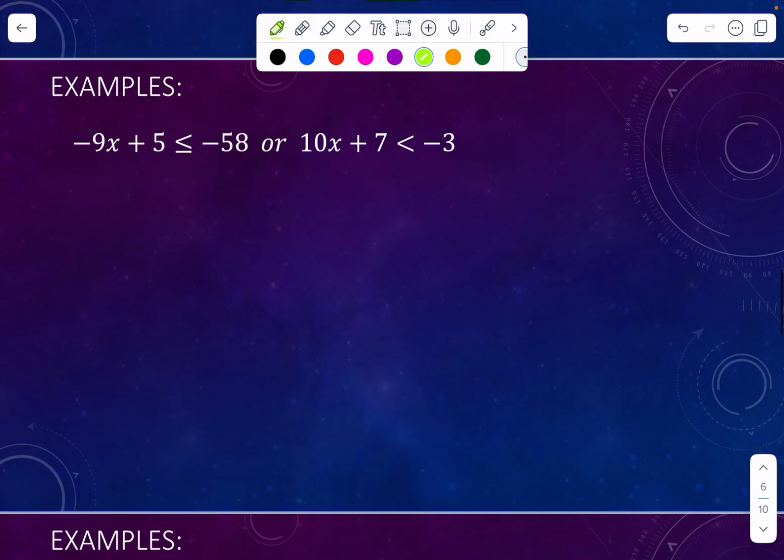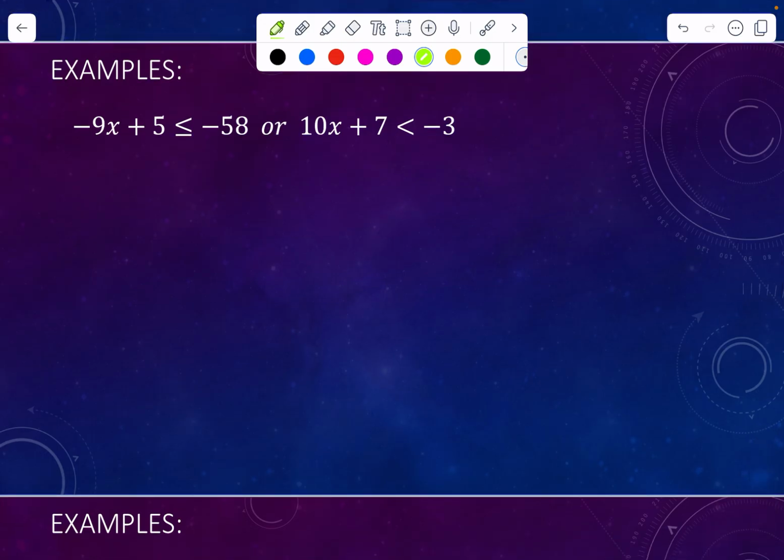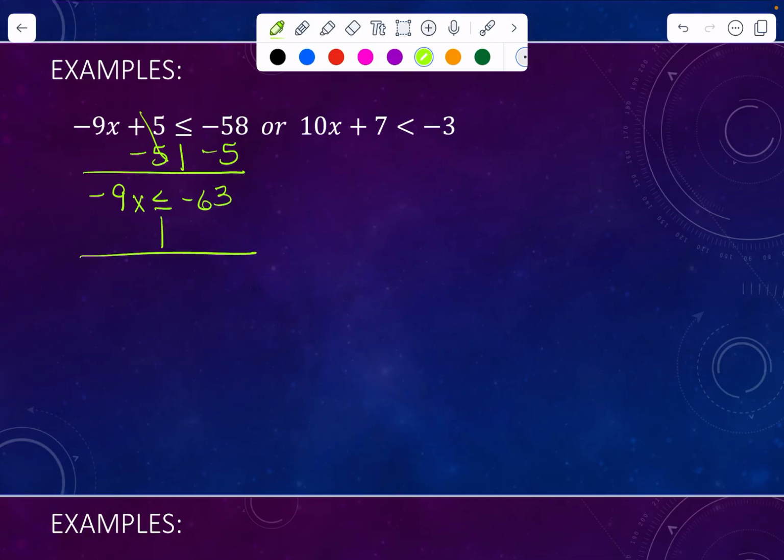All right, let's try another one. Again, I'm going to start off on this left one, and I'm going to solve it. So I'm going to subtract 5. That's going to give me negative 9x is less than or equal to negative 63. I'm now going to divide that by negative 9. So x is greater than or equal to 7. Remember, when you divide both sides by a negative, that's what caused this to flip. Okay, so now I'm just going to graph that.